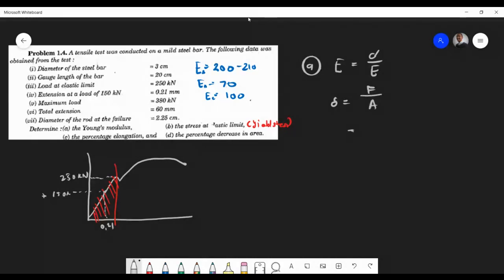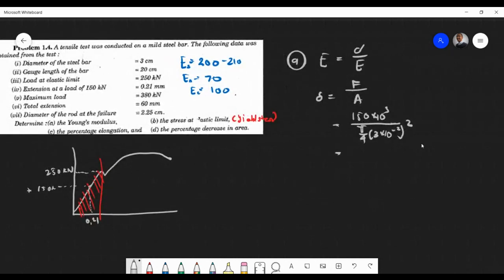Our force is going to be 150 times 10 to the power 3, and we're dealing with a cylindrical specimen, so our area was 3 centimeters, or we can say 3 times 10 to the power negative 2, squared. Then we can get our stress, right? That's the first. Can we get that value, please?